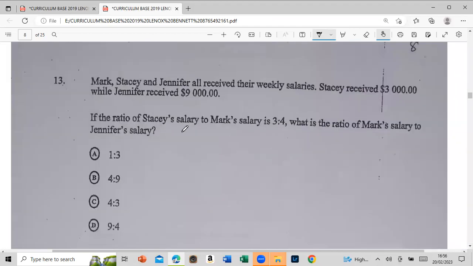Alright, so Mark, Stacy, and Jennifer all received their weekly salaries. Stacy received $3,000 while Jennifer received $9,000. So the first thing you want to do, you want to write down these three names.